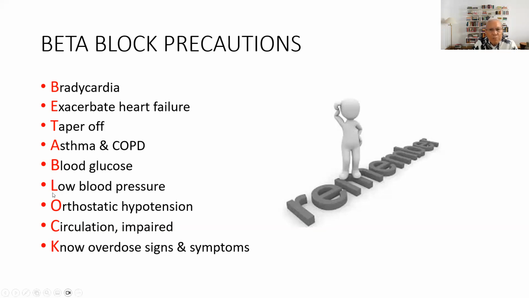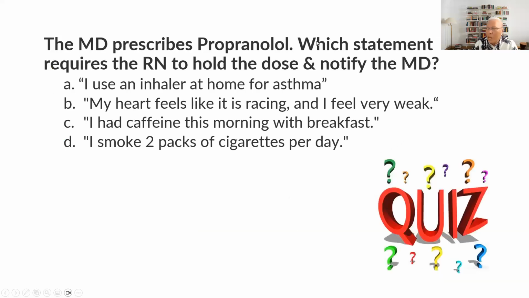It decreases blood pressure because it causes vasodilation. It could cause orthostatic hypotension. It could cause impairment of the circulation. And of course, watch for overdose signs and symptoms. So those are the ways in which you could remember beta blocker precautions. So let's now go to another poll.